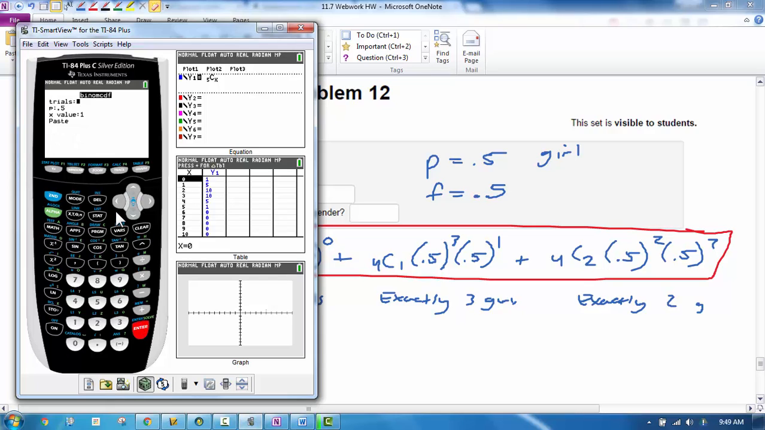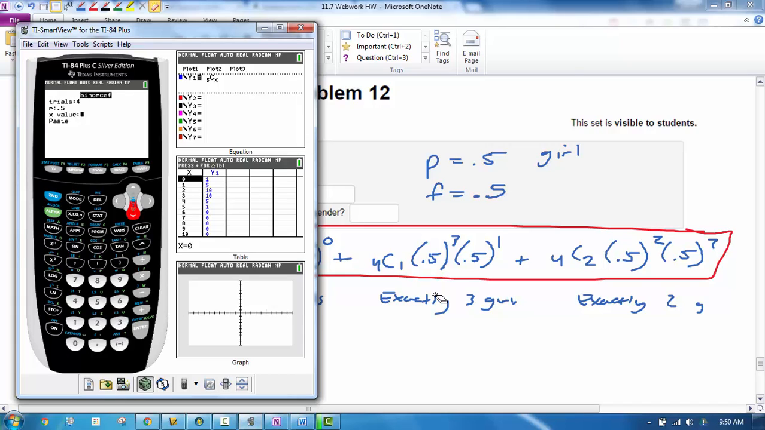And there's explanations on the internet, if you just Google it, of how to use it. But for our case we have 4 trials. The probability of success is 0.5 because that's the probability of getting a girl. Now the x value is what gets confusing here, because the x value actually means at most.